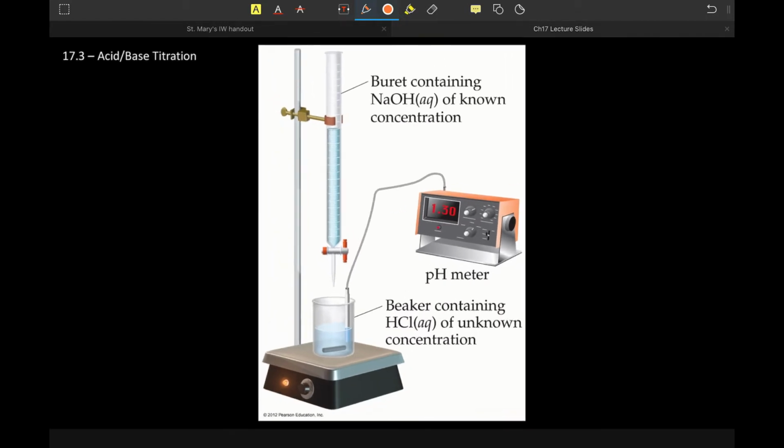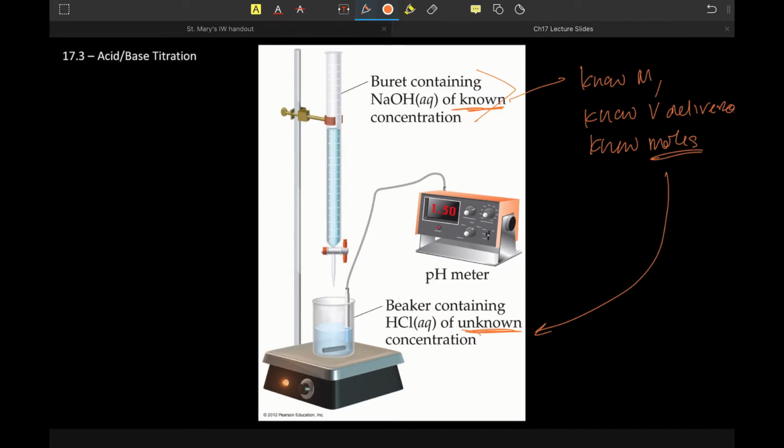All right, so first, the concept of a titration is unchanged from what we talked about in chapter 4, right? So here we always have our known solution in the burette. We have an unknown solution in the vessel below. And the whole point of known concentration is that if I know my molarity and I know the volume delivered, that means I also know moles, yes?